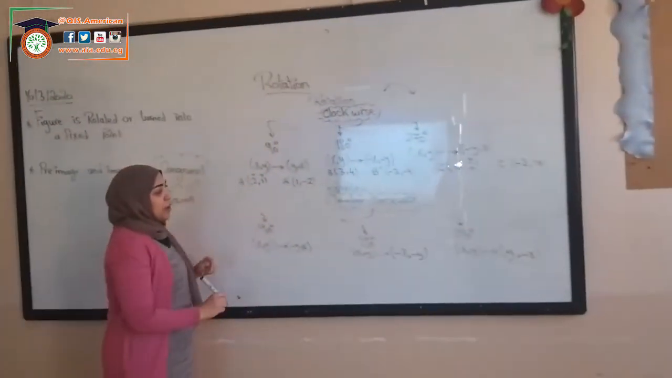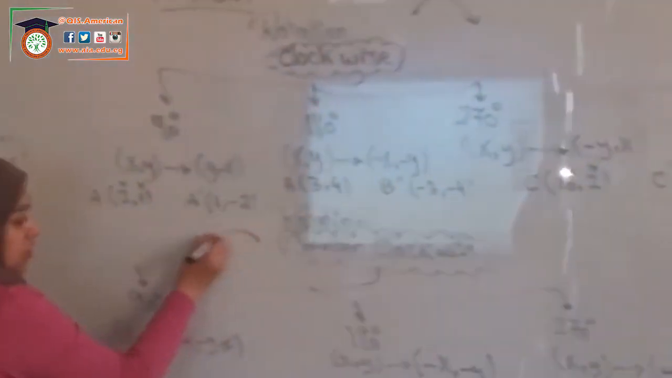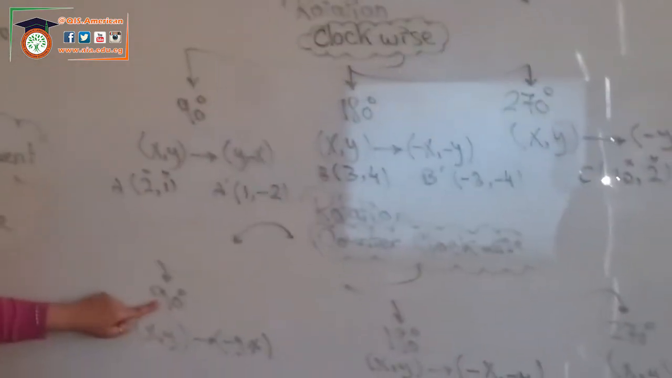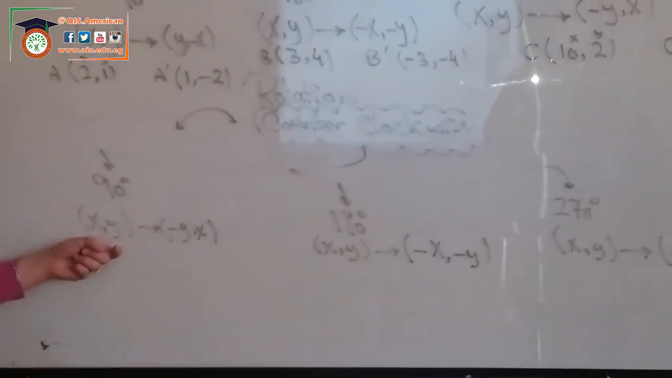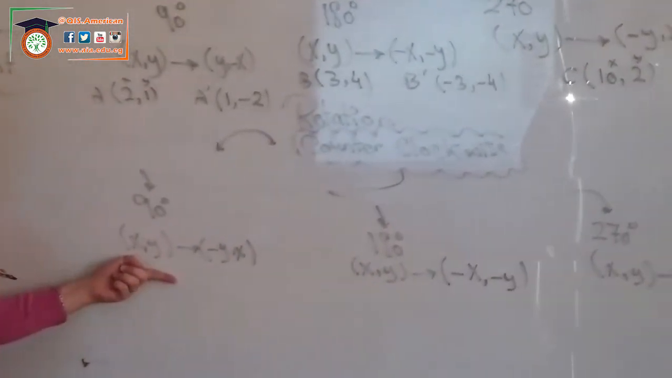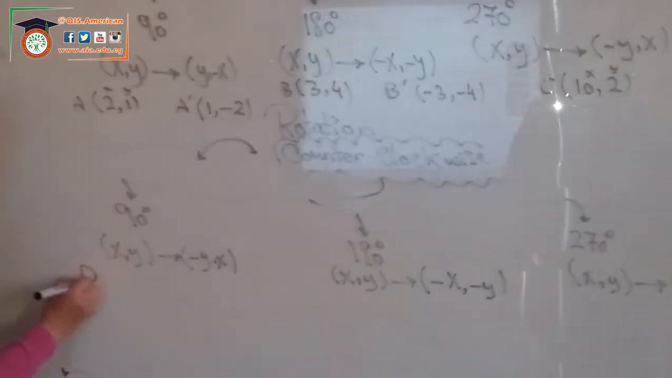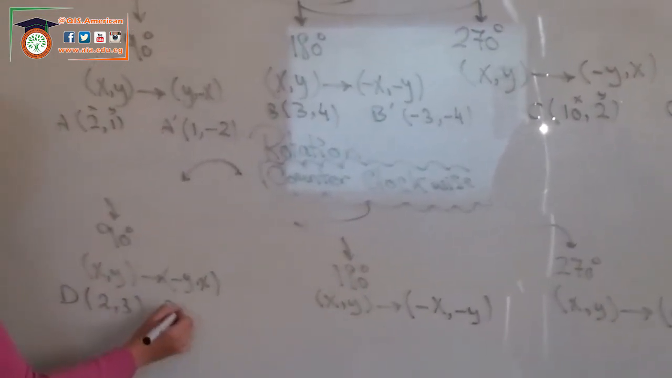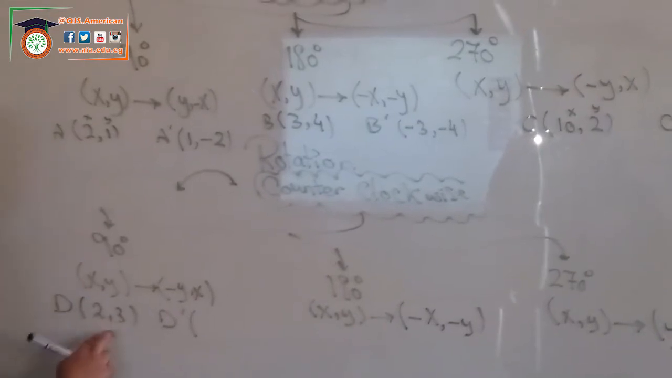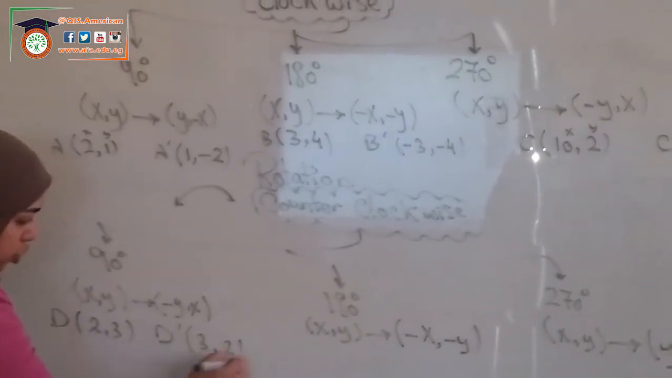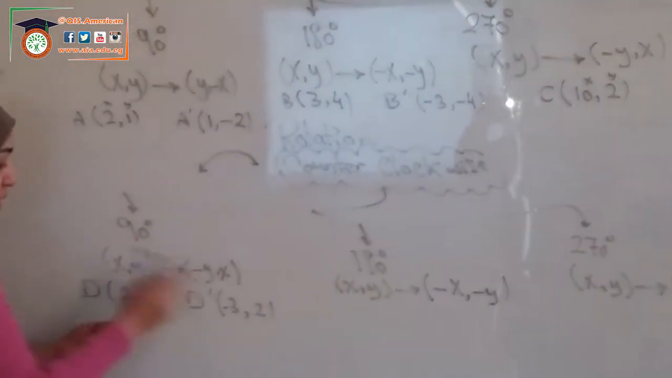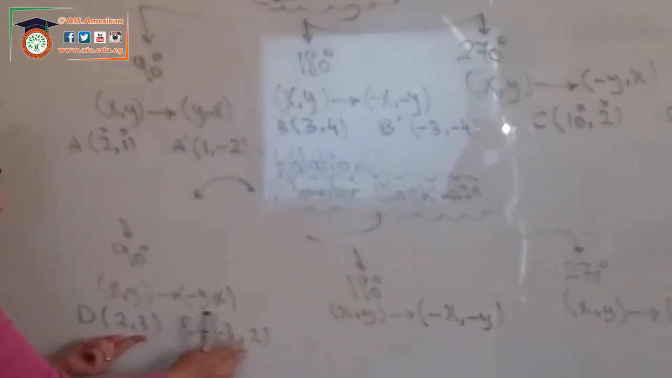Now we're going to talk about counterclockwise, which is the other side. It's opposite to the clock. Also, I have 3 degrees: 90, 180, and 270. For 90 degrees, for every point (x, y), change the places and change the sign of y. So if I have D, which is (2, 3), the image D dash: change the places first, so it's (3, 2), and change the sign of y, so it's going to be (-3, 2).